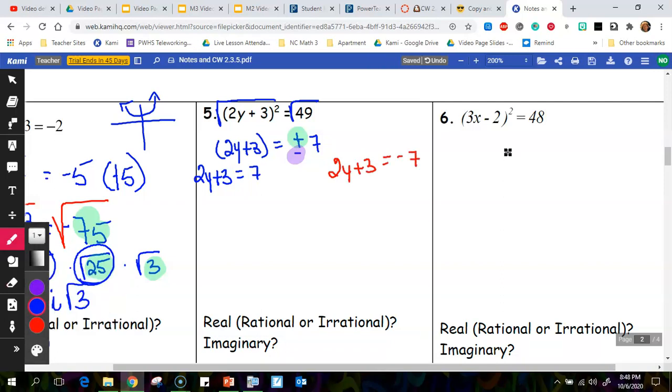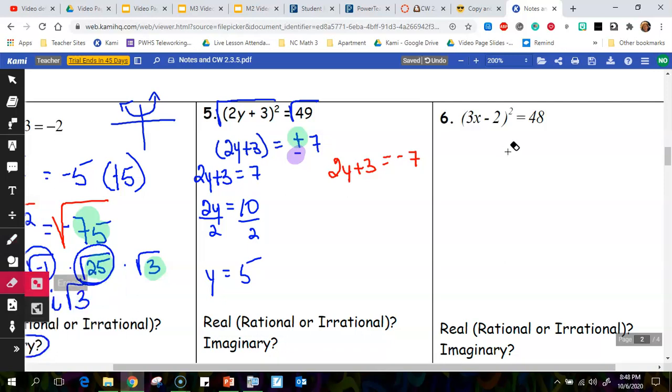All right, let's do the blue one. Add 3 to both sides. 2y equals 10. Divide by 2. y equals 5. And then this one, add 3 to both sides. I'm sorry, subtract 3 from both sides. Oh, this was wrong. I'm sorry. I added 3. Let's fix that. Okay, subtract 3. That's going to be 4. And then divide by 2.